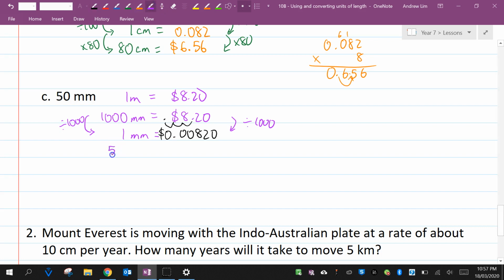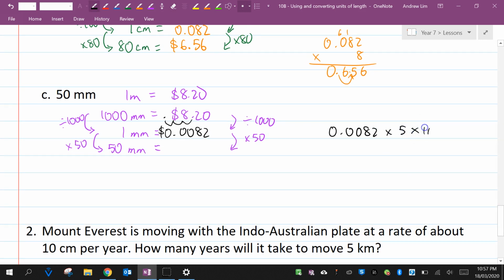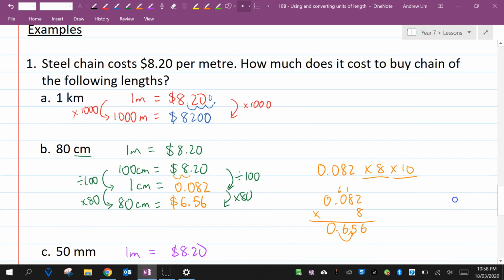And if I want 50 millimeters, I can now times that by 50. So 0.0082, we don't really need that last zero, times by 50 is the same as saying times 5 and then times by 10. So we times that by 5 and then we can move the decimal to the right once. So it will cost 0.410, which is the same as 0.41. So it's going to cost 41 cents for 50 millimeters of steel chain.